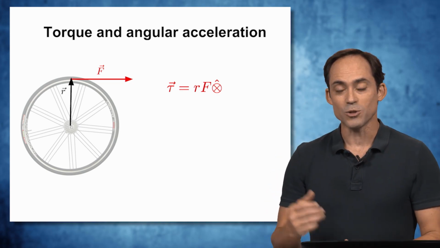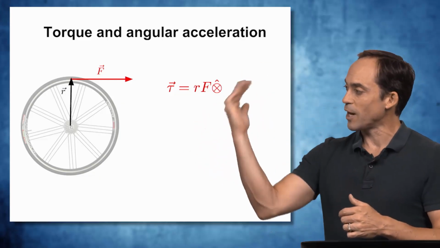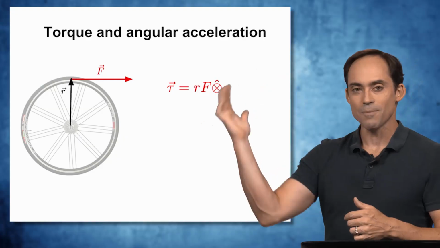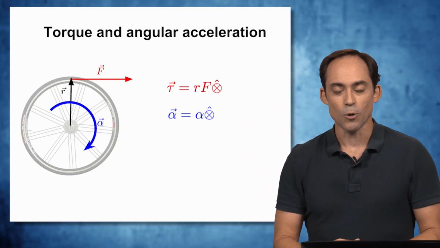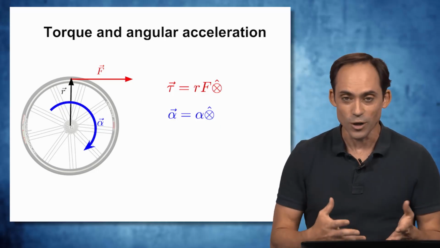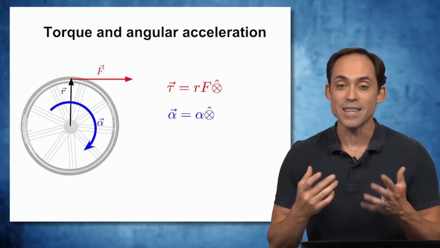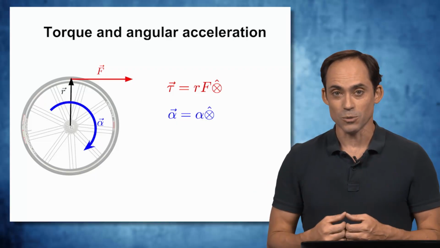And also, as you're applying this force, you can imagine this is going to start to spin the wheel around this direction. And of course, this hand motion also provides the direction for the angular acceleration. So that force applied at that point is giving rise to both a torque and an angular acceleration in the same direction. And it suggests that there is, of course, a direct relationship between these two.